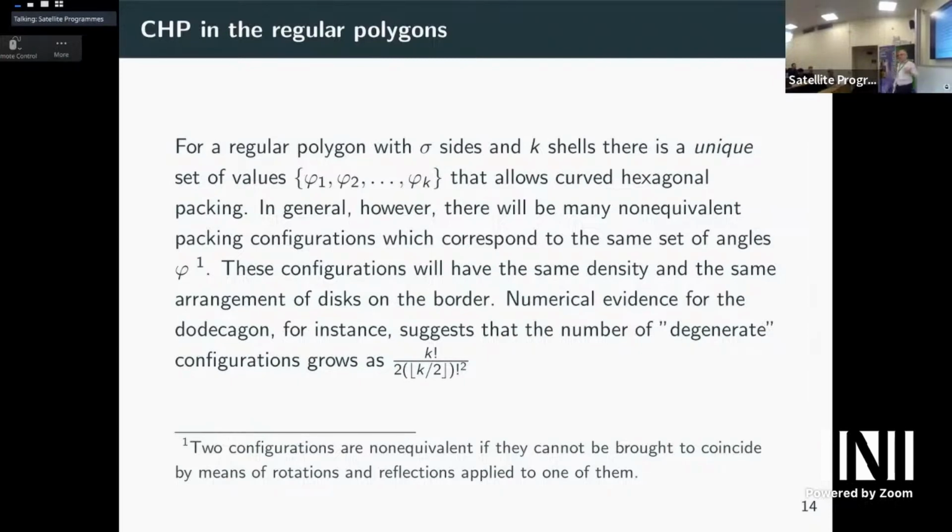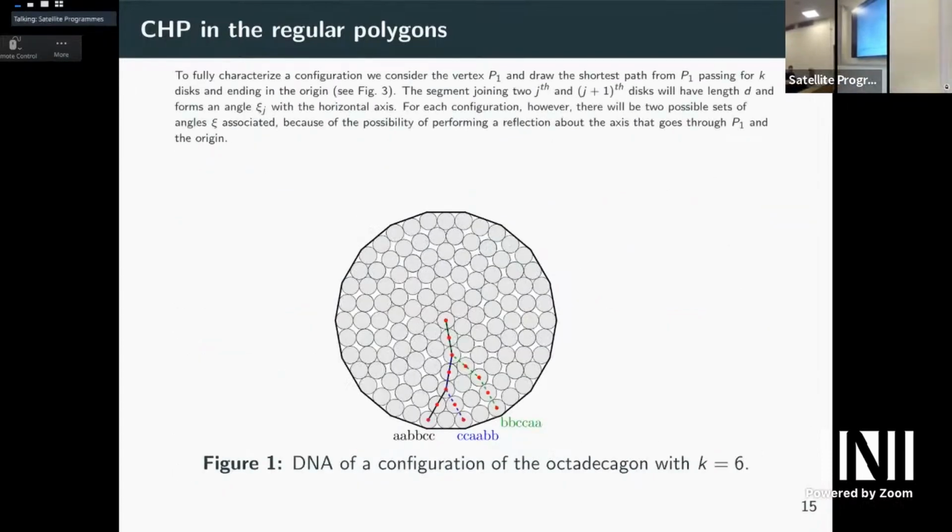From numerical calculation for the dodecagon, we started finding out that the number of possible degenerate states in the packing fraction was growing kind of large, like this formula here. This is an empirical observation. But then we realized that we could do things in a more systematic way. So how do we do it?